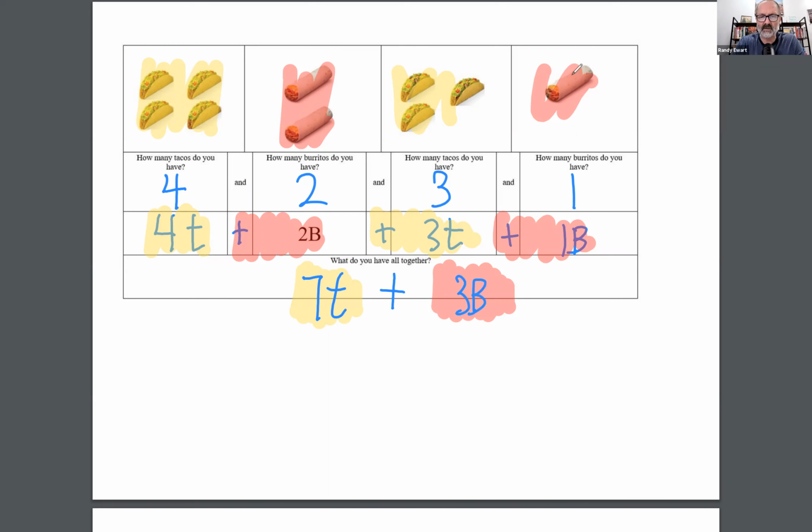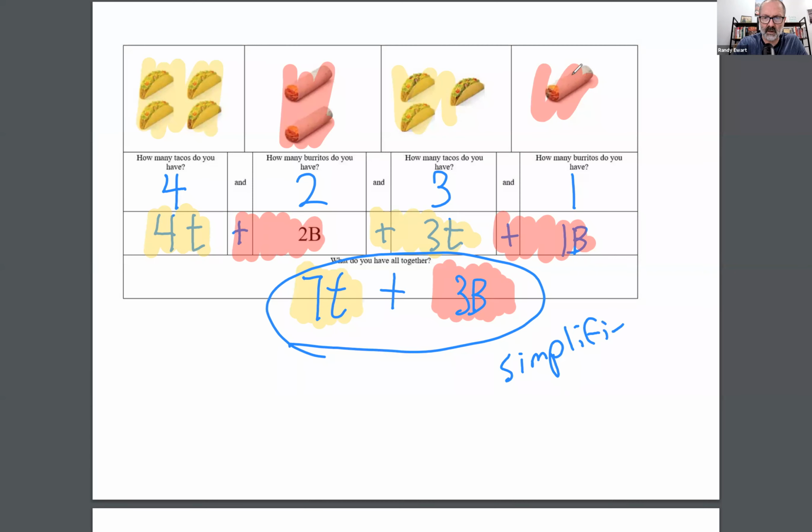And now that is simplified. We don't combine those together because they're tacos and burritos. They're different things. So this is our actual answer. This is simplified. And that's what our answer looks like. We don't know what T or B are in terms of numbers. We just leave them as letters. And it turns out those are variables when you're dealing with algebraic expressions. Let's look at some more examples.